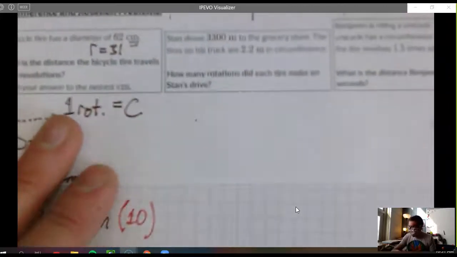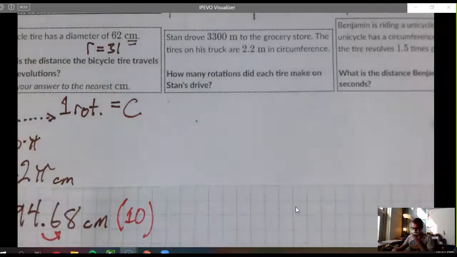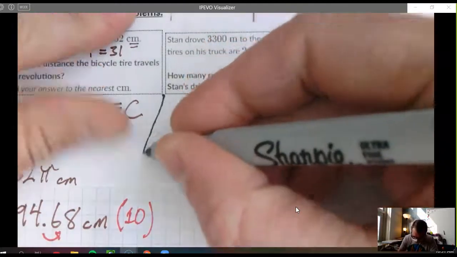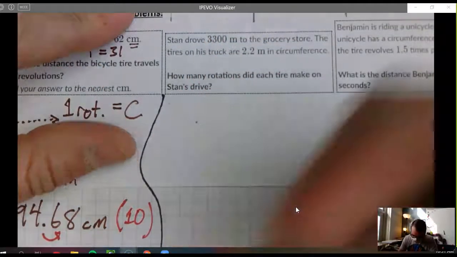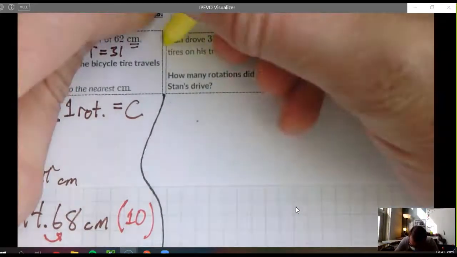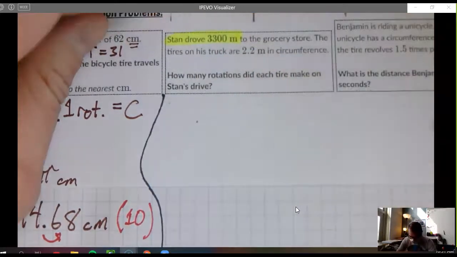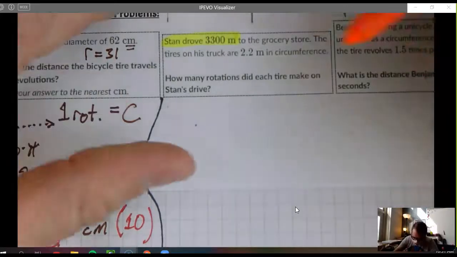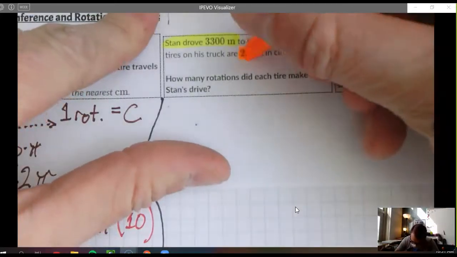All right, so they start by telling us how far Stan drove. Total distance. Okay, great, but we don't know what that is yet. Stan drove 3,300 miles. Sorry, not miles. What's M stand for? Meters. The truck tires he has have a circumference of 2.2 meters.